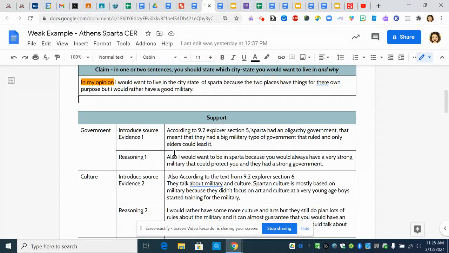They don't support each other. So remember that your evidence needs to be from an acceptable resource, so something that we used in class. You need to follow the guidelines on how to cite your sources, okay? And then your reason should explain why this evidence supports your claim. Please be sure to use all of the resources that will be provided to you as you're writing your CER.